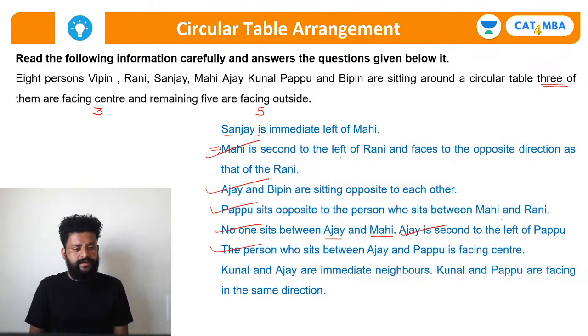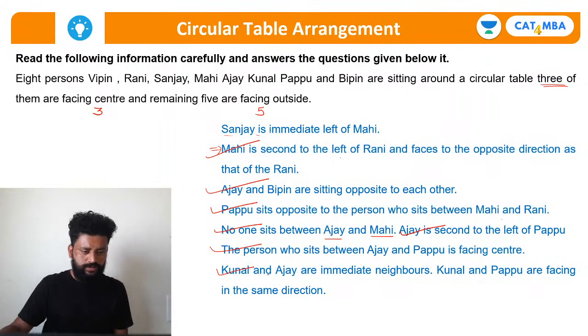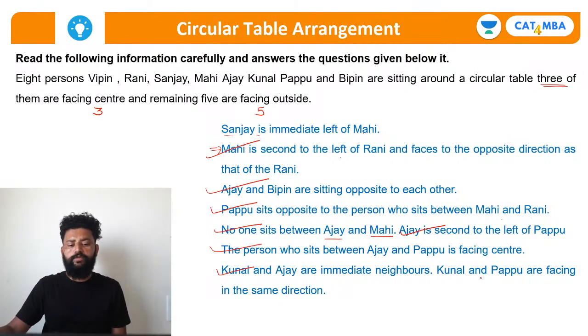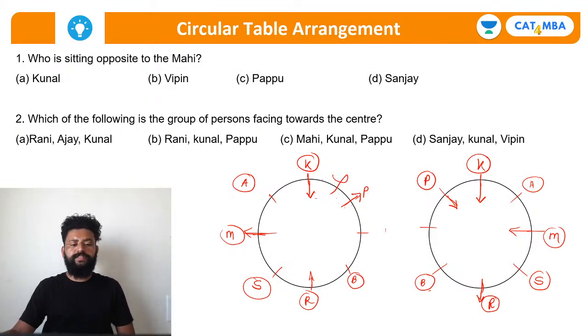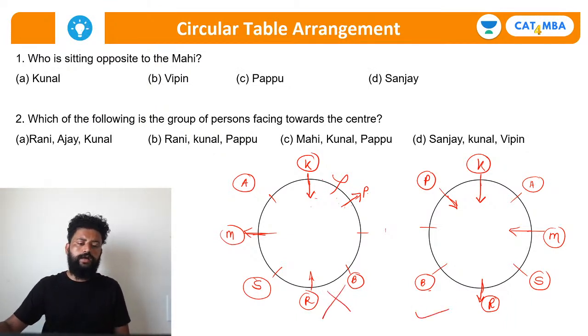The person who sits between Ajay and Pappu is facing center. That's what we used. Then Kunal and Ajay are immediate neighbors. That's what we used. Okay, next thing, Kunal and Pappu are facing in the same direction. That's the important clue now. Let's try. Suppose Kunal and Pappu are not facing in the same direction. In this case, these two persons are facing opposite. Kunal is facing center, Pappu is facing outside. So in this diagram this one is gone and this one is the right possibility. Kunal and Pappu face in the same direction. We have one more person left out.